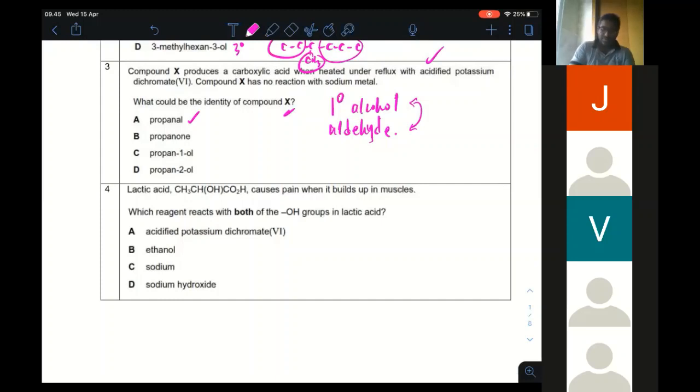So of course, it's not going to be ketone. We just did over here. It can be propanol, propan-1-ol, but primary alcohol. But do remember, alcohol, they do react with sodium metal. So the answer here is going to be A.